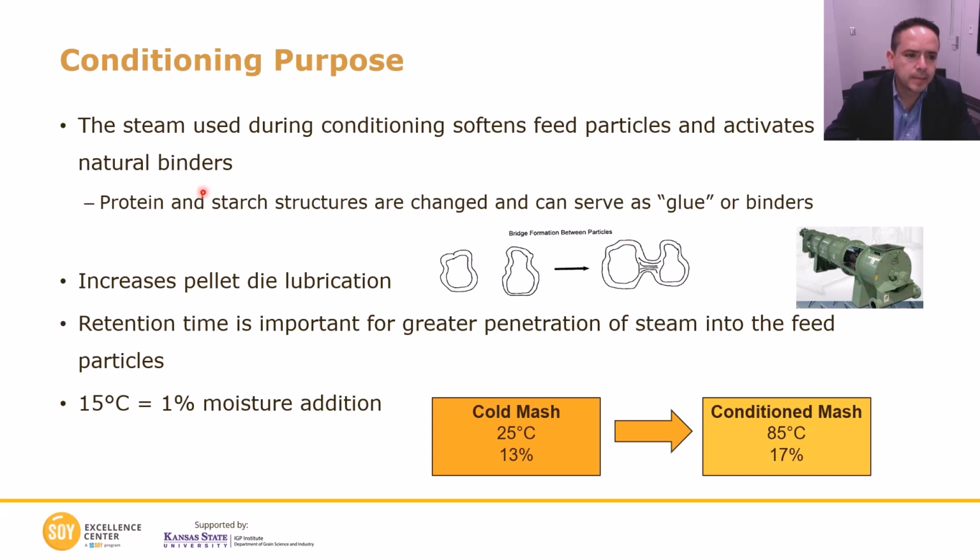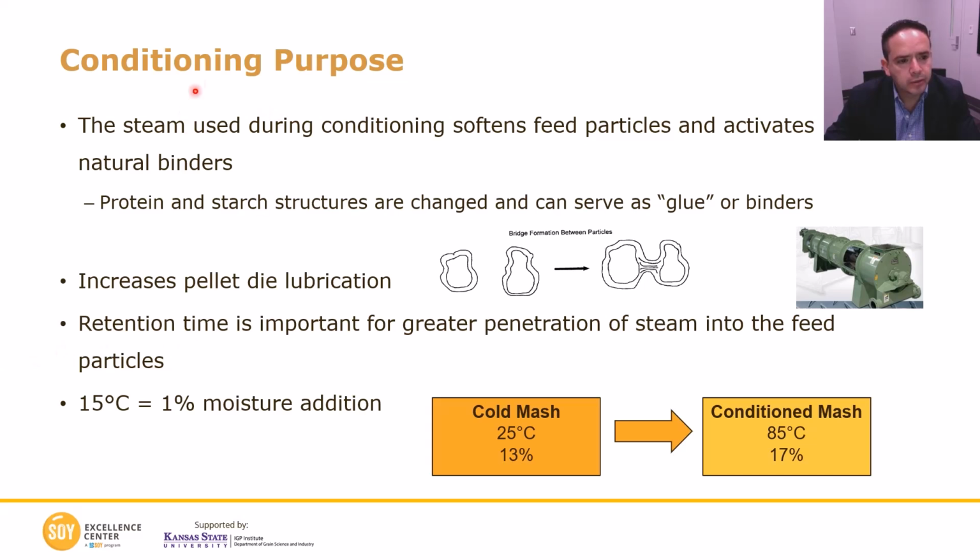Also, when we add water, water serves as a lubricant in the pellet die. So you are going to see a decrease in the friction in the pellet die. The way that you measure this friction is by collecting a sample of the conditioned mash, and then you collect a sample of the hot pellets. The difference in temperature is going to be due to frictional heat in the pellet die.